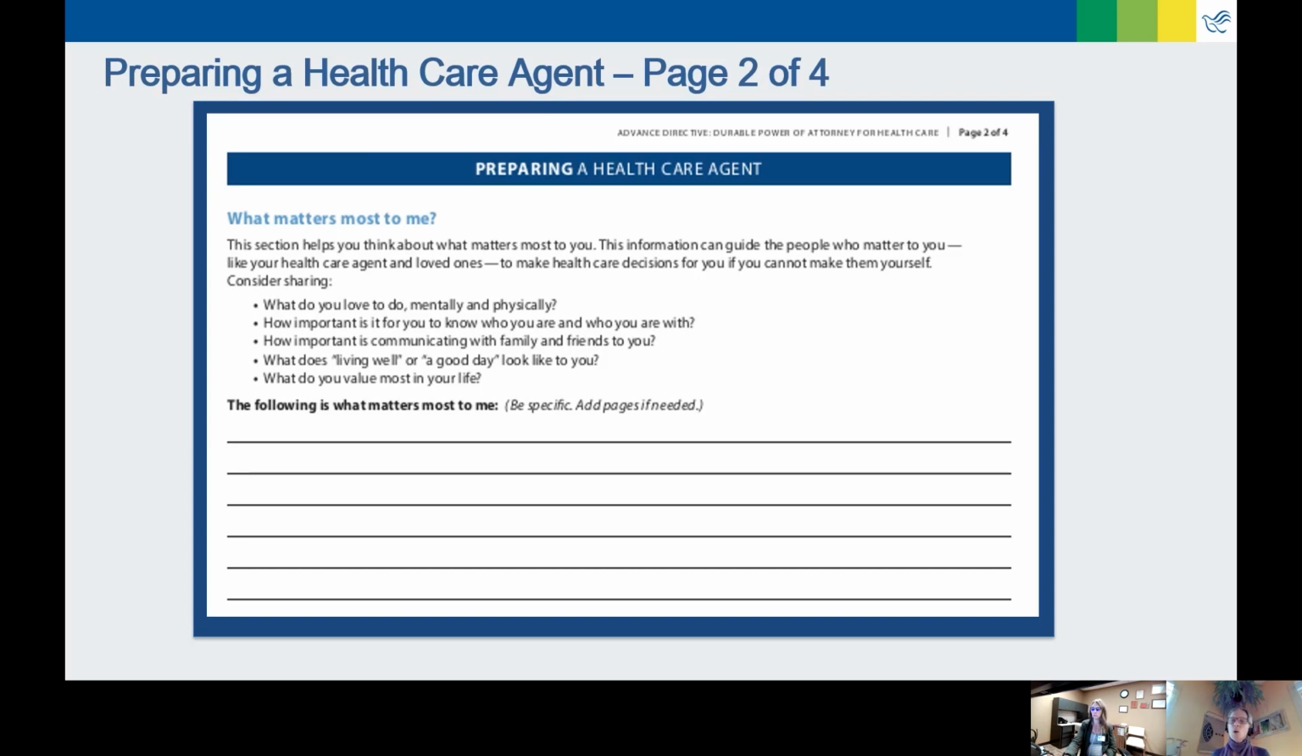We do the best we can, right, to honor people's preferences. But if we at least have an idea of what is really important to them, then we can help guide care based on that. So take some time with this part of the document.